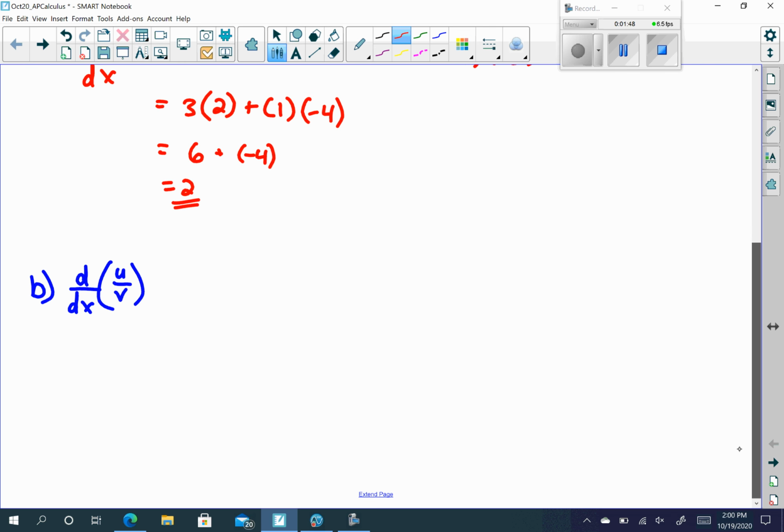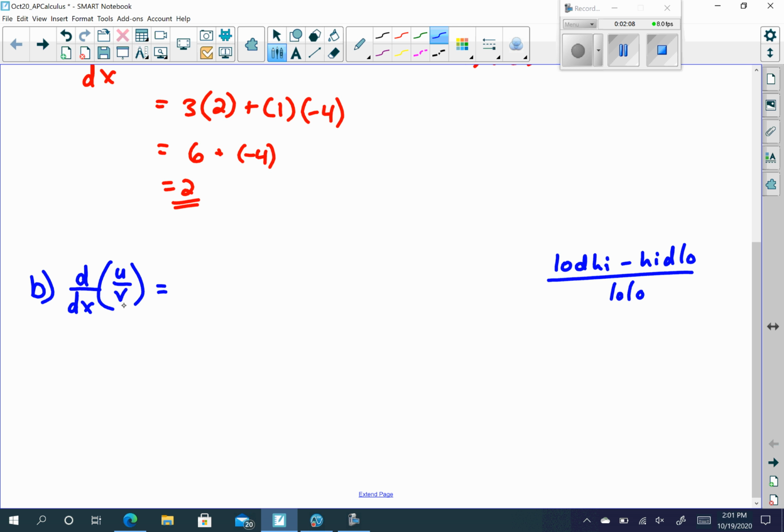All right, part B, what rule do you think we're going to use here? What is it saying? We have a quotient here. We're taking the derivative of a quotient. So in this case, when I go to write this out, I'm going to say to myself, the low d high minus the high d low over low low.